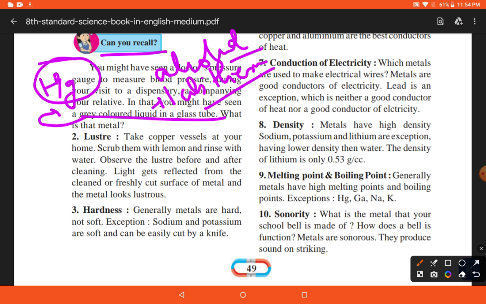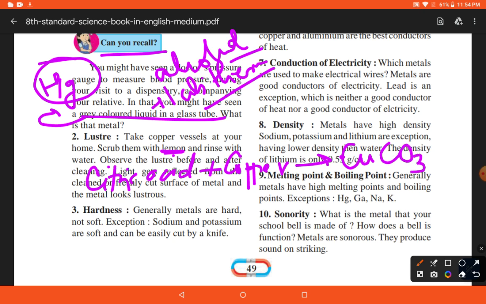That is because, basically, what does lemon consist of? Citric acid. That citric acid combines with the copper and a reaction takes place which forms copper carbonate. Copper carbonate is formed, and that is why the luster is maintained here. A layer of copper carbonate is formed.